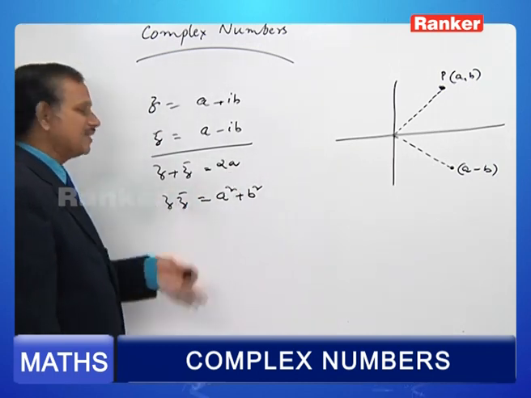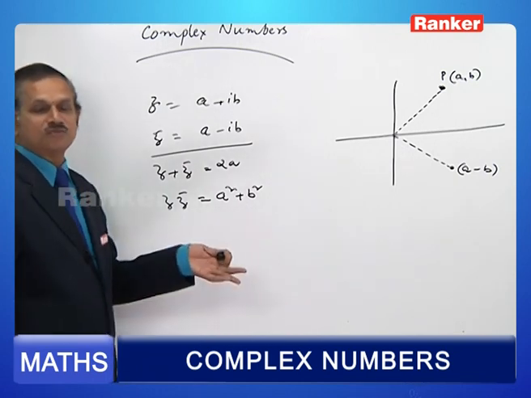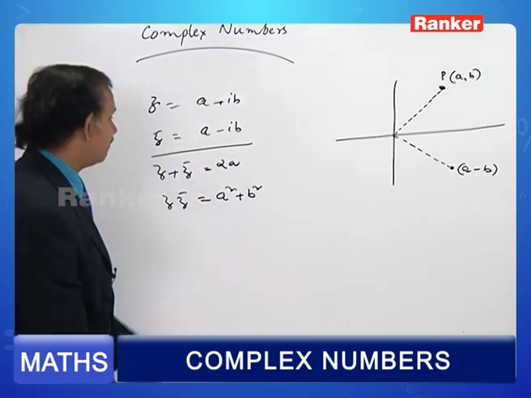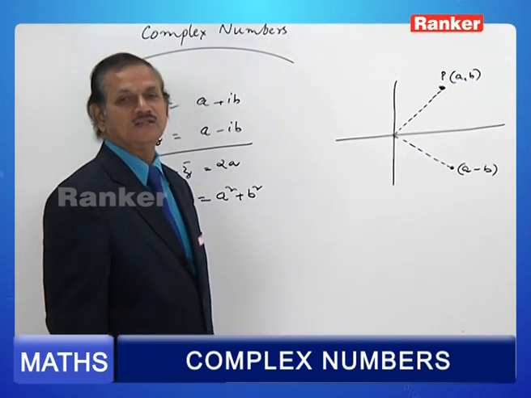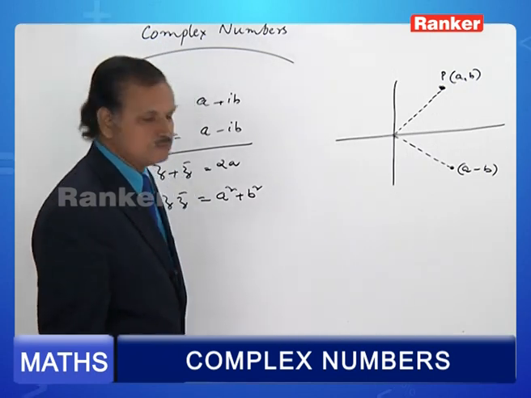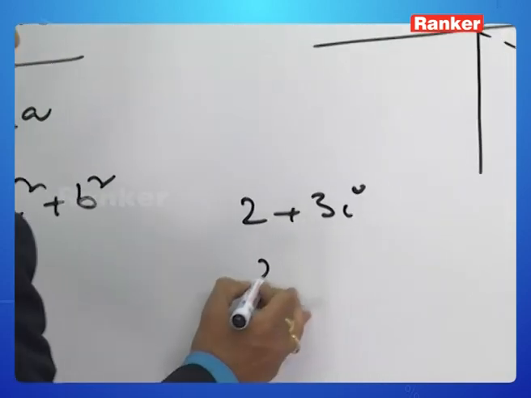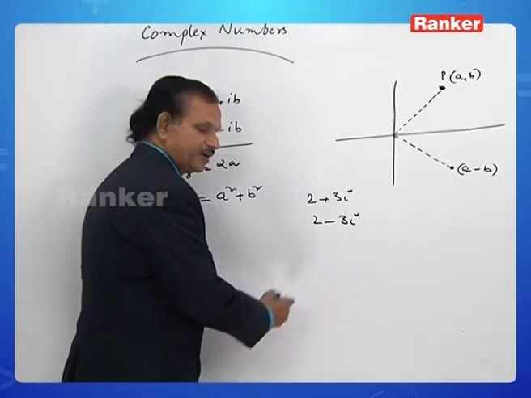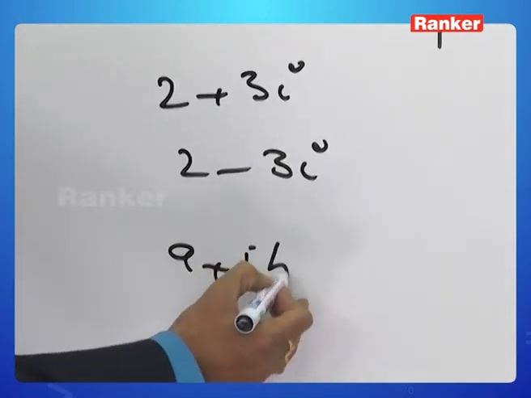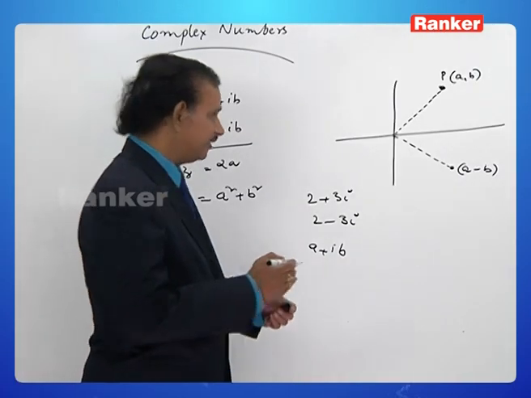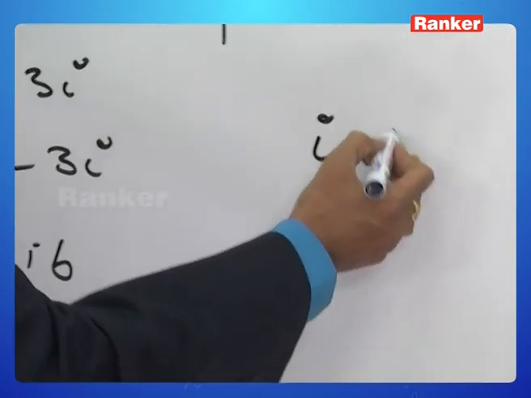As such, a complex number z bar is called the conjugate of the complex number. Z bar is the conjugate of the complex number. Therefore, what is the conjugate of 2 plus 3i? 2 minus 3i. What is the conjugate of a plus ib? A minus ib. What is the conjugate of i plus 1?